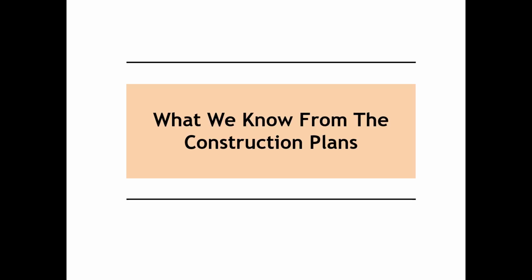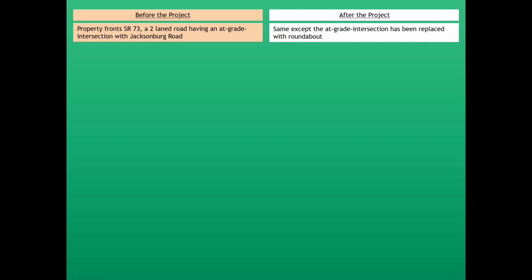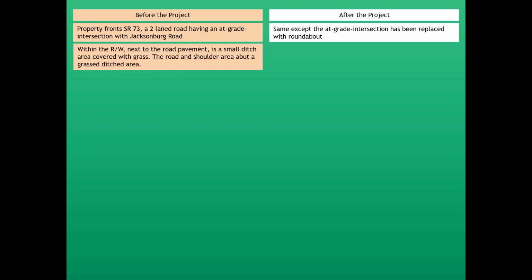All right, so what can we glean? What do we know from looking at these construction plans? I'm going to break it down into before the project and after the project. Before the project, the property fronts State Route 73. It's a 2-lane road having an at-grade intersection with Jacksonburg Road. After the project, it's the same, except the at-grade intersection has been replaced with a roundabout.